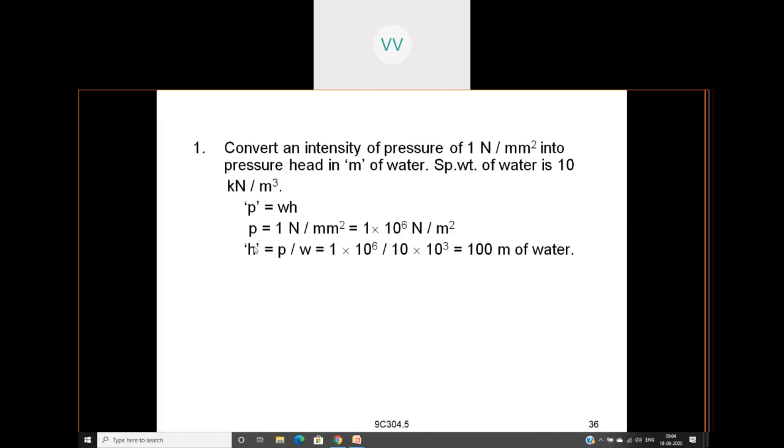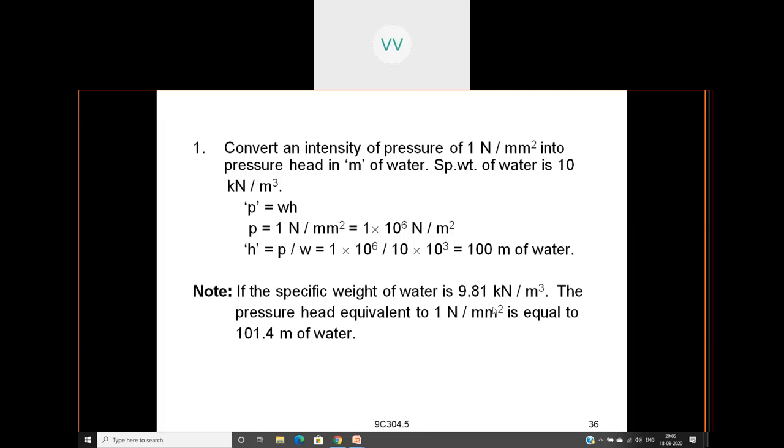per meter square. So now P is equal to WH. You want H, so the intensity we have to convert into meters of water. So H is equal to P by W, that is we substitute 1 into 10 to the power of 6 by 10 into 10 to the power of 3. So that comes to 100 meters of water. So this is how the equivalent pressure is getting converted.